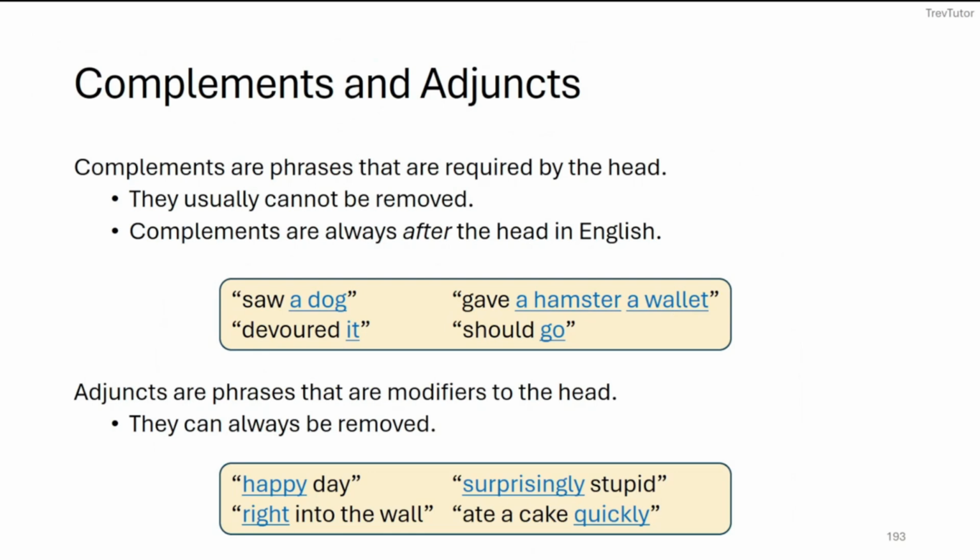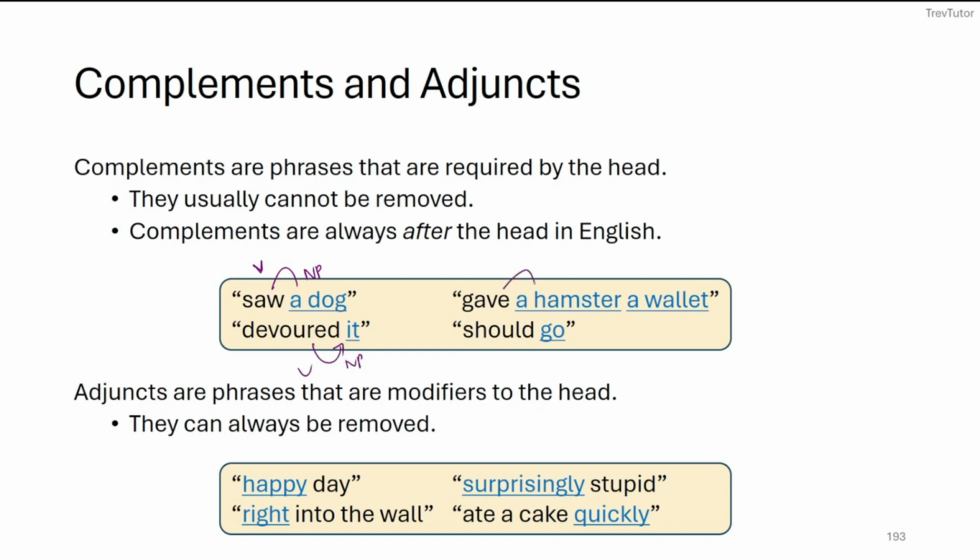So the last thing we want to do in syntax is talk about complements and adjuncts. We've used the term modifiers for adjuncts, but adjuncts would be the more official term. And in some theories of syntax, which you would learn in a follow-up course, you need to be able to distinguish between these two. So in terms of complements and modifiers, complements are the things that are required by heads of other phrases. So in English, they always come after. So for instance, saw a dog. Verb, if this is transitive, requires a noun phrase direct object. Devoured it, this is a verb that requires a noun phrase direct object.